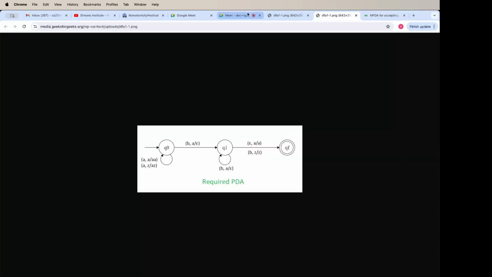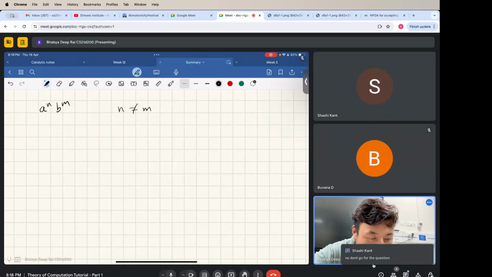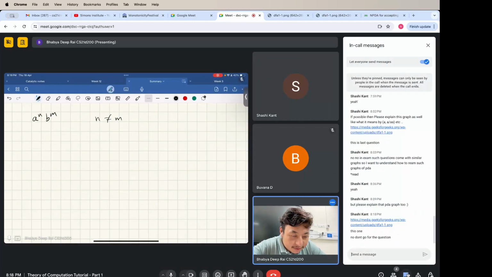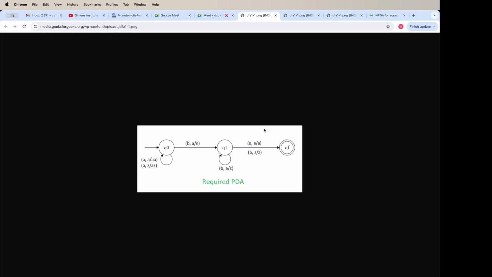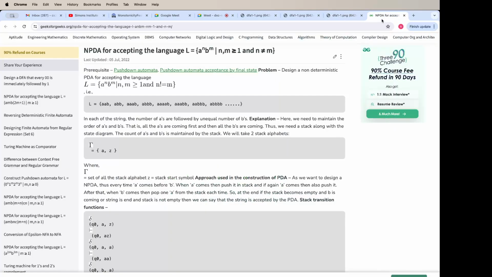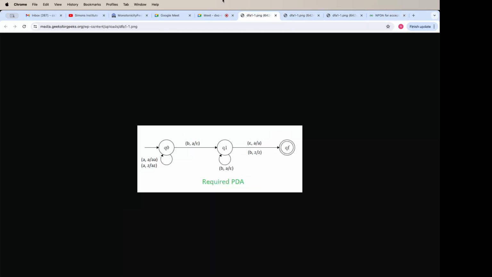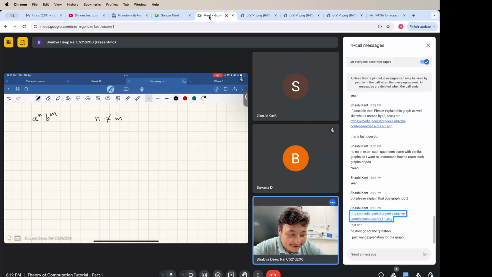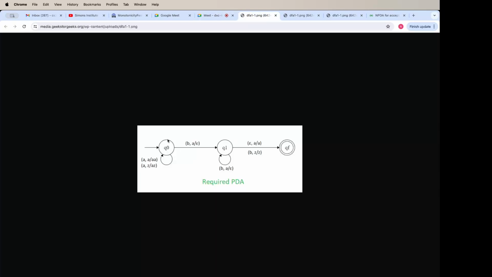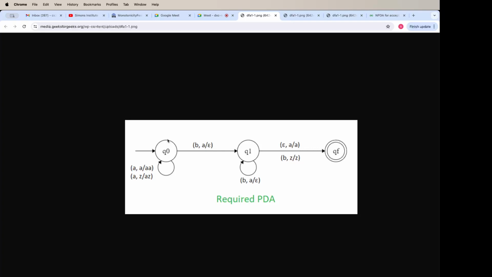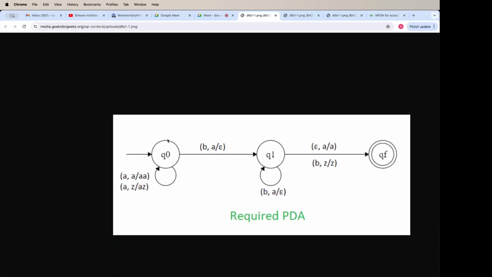No, don't go for the question, this one. This is a different one. This is the same DFA, right? Okay, so you just want the explanation for the graph. Good. So what is the logic here in the graph? I'll draw the same graph here.